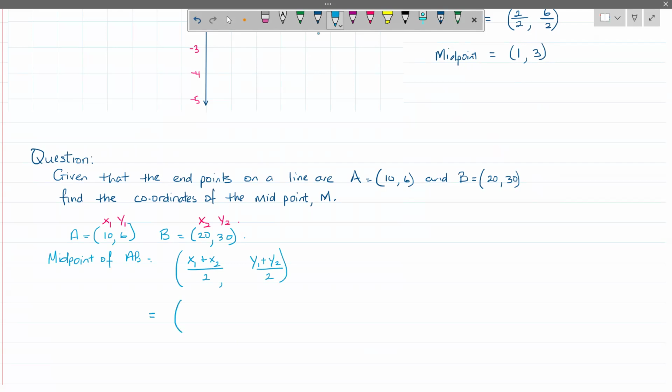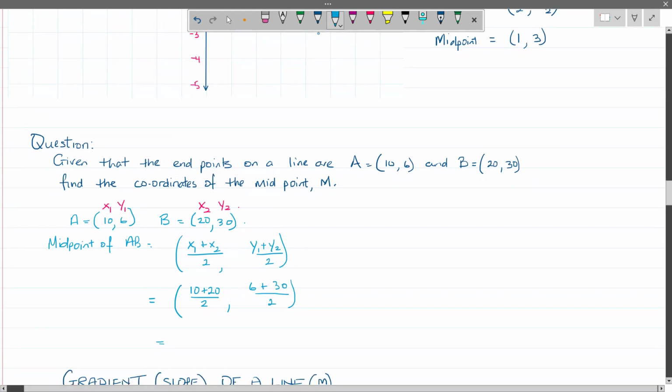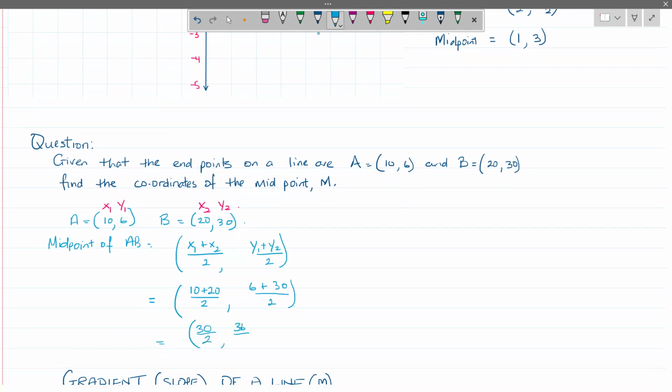x1 is 10, x2 is 20, so 10 plus 20 over 2. And y1 is 6, y2 is 30, so 6 plus 30 over 2. I'm going to get here 30 over 2 and 36 over 2. All right, so that's going to give us 15 and 18 as the coordinates of my midpoint. Give me a thumbs up if you get that. Thumbs up. Nice. Everybody good.